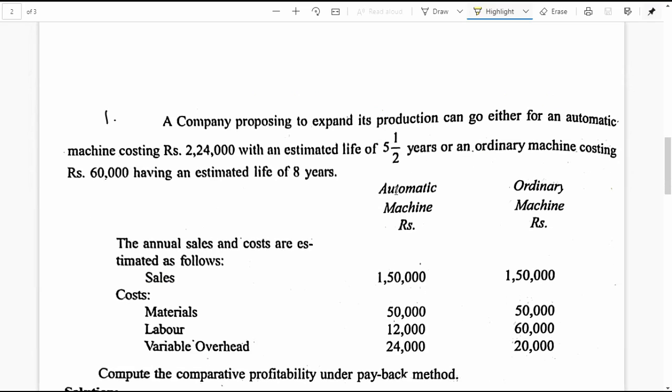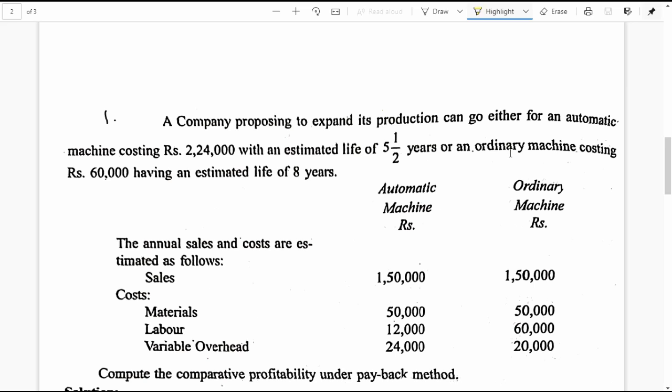Sum number 1 is related with the calculation of payback period. A company is proposing to expand its production, can go either for an automatic machine costing 2,24,000 with an estimated life of 5.5 years or an ordinary machine costing 60,000 having an estimated life of 8 years. So there are two choices available in front of a company. One is the automatic machine costing 2,24,000 which has got a life of 5.5 years.